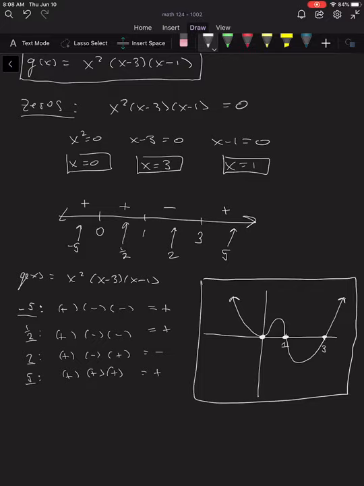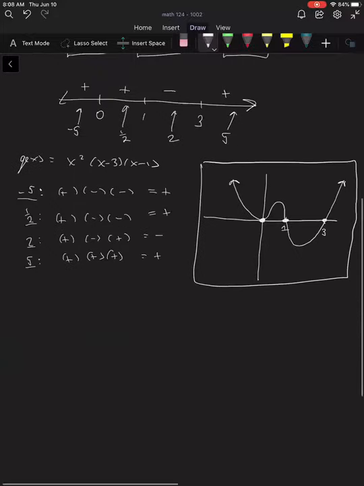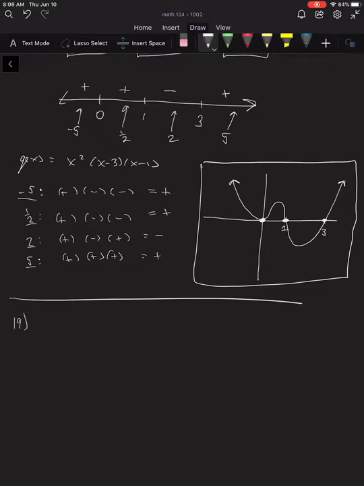These are always the steps that we do. Let's do a couple more problems like this, just to get the idea in there. Let's do 19. So 19 is h of x is equal to x minus 4, x plus 1, and x minus 2. So it's already factored for us.